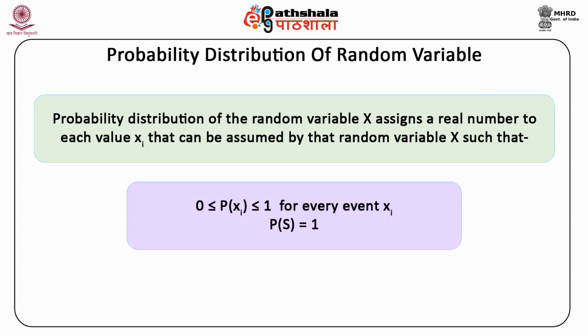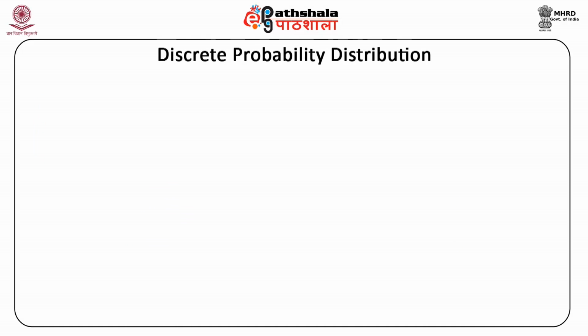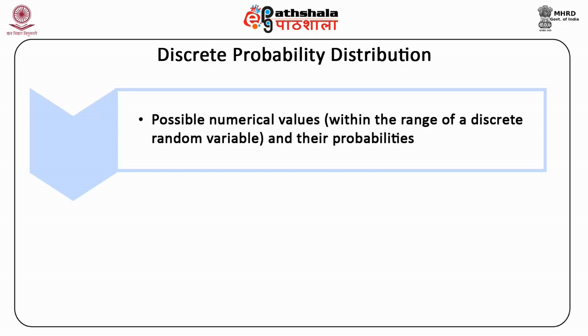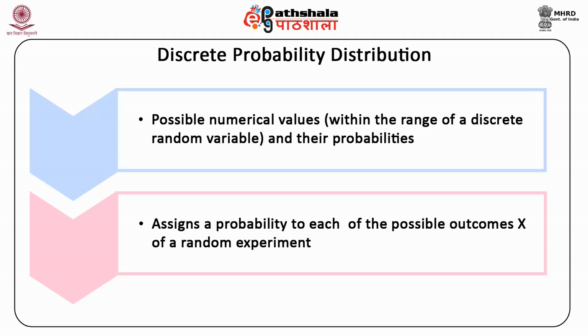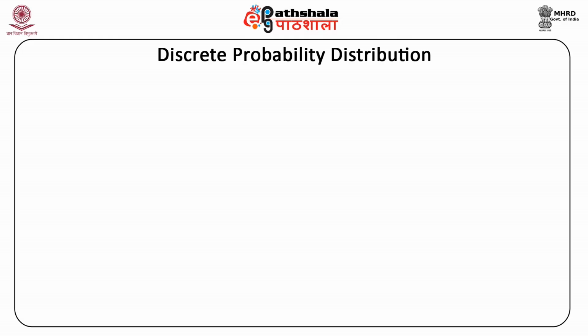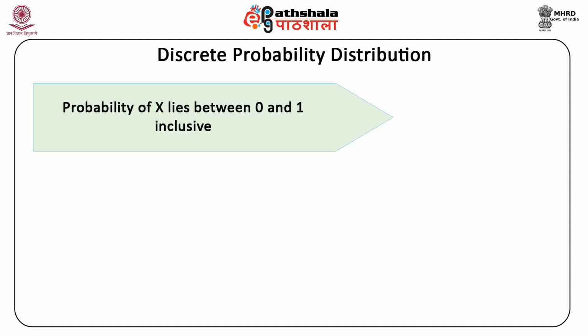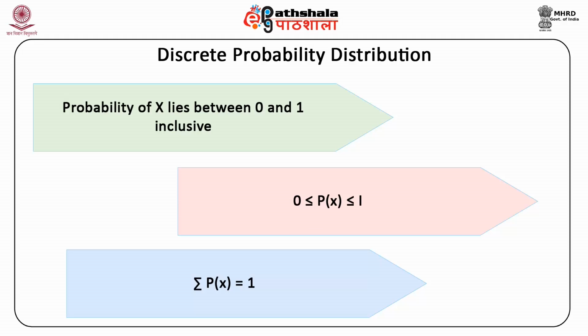Further, we shall discuss the discrete probability distribution. The distribution indicating the possible numerical values within the range of a discrete random variable which is related to an experiment, and their respective probabilities, is called a discrete probability distribution or probability mass function. A discrete probability distribution assigns a probability to each of the possible outcomes x of a random experiment, survey, or procedure of statistical inference. The discrete probability distribution satisfies the following two properties: the probability of x lies between 0 and 1, both inclusive, that is, 0 ≤ P(x) ≤ 1; and the sum of P(x) is equal to 1.